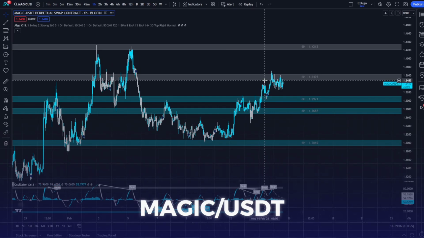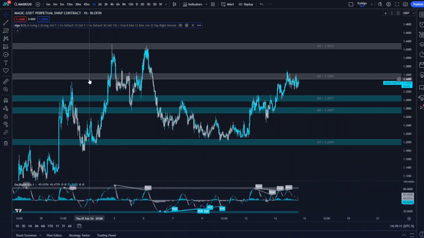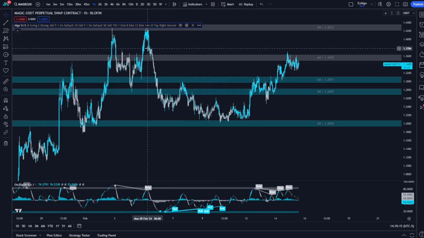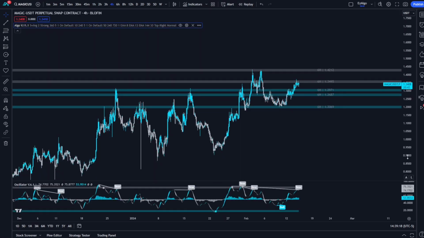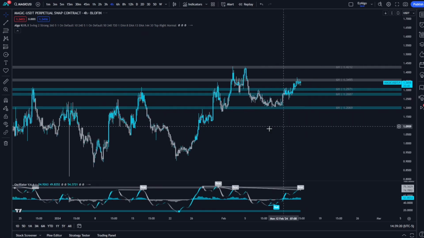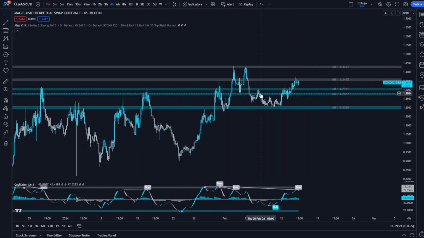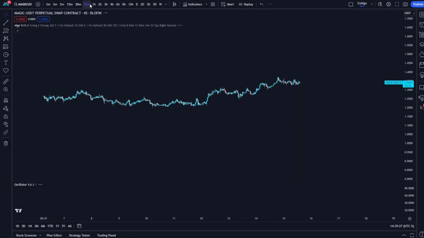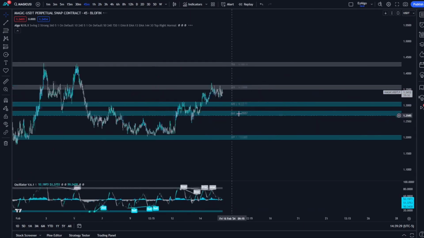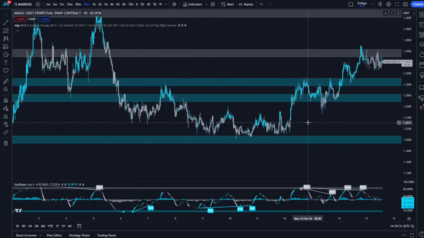Okay, here we are looking at Magic. Now we are currently at a 6-hour resistance zone that has been respected a few times in the past. However, I wouldn't be looking to take a short here because if we go to a higher time frame, we can see that the macro trend is bullish. We're seeing higher highs and higher lows. So I wouldn't really want to be looking for shorts here, but I would be interested in taking a long position.